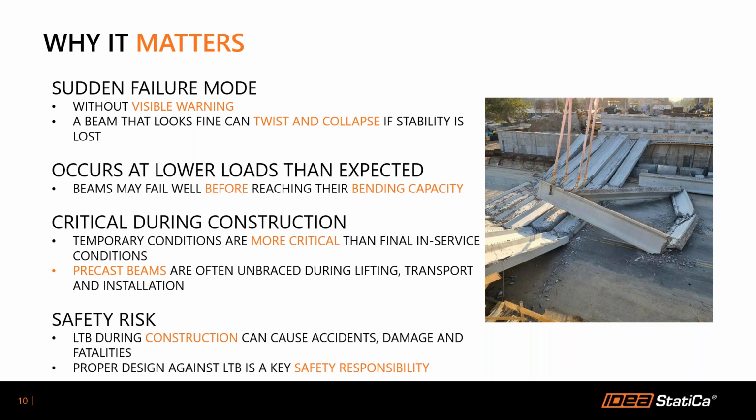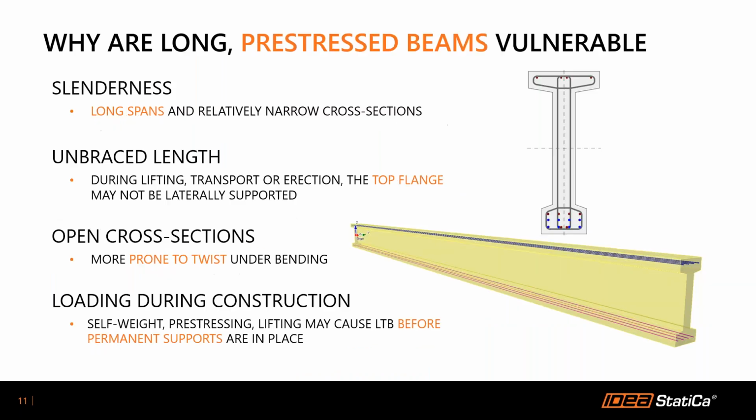It is critical during construction because temporary conditions are more critical than final in-service conditions. Why? Because precast beams are often unbraced during lifting, transport, and installation. It is a big safety risk. Lateral torsional buckling during construction can cause accidents, damage, and even fatalities. Therefore, proper design against lateral torsional buckling is a key safety responsibility of every engineer designing precast beams.